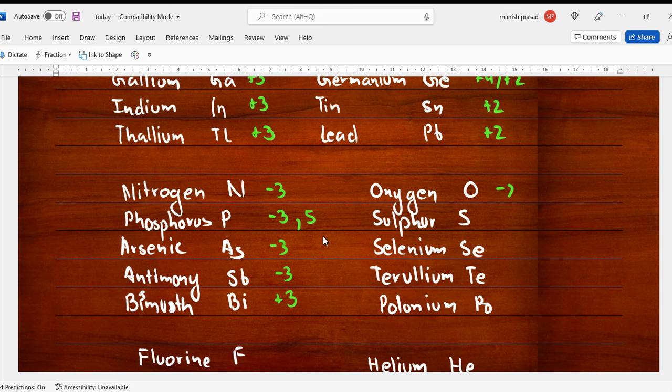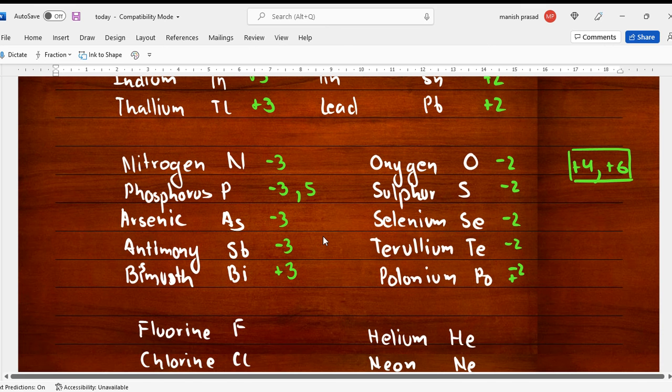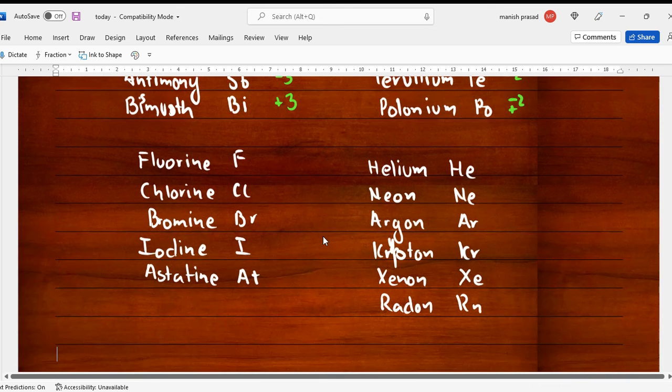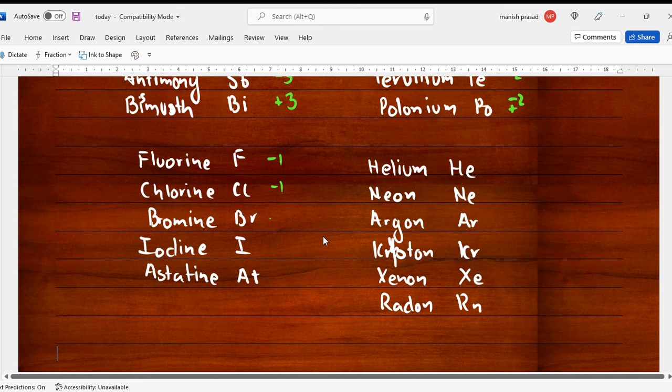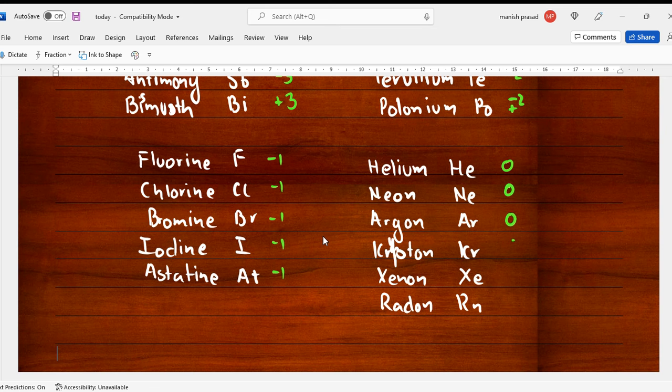Here, all of them are going to have a minus two valency. The last one would be a minus or a plus two. But together with it, it can show a plus four valency or a plus six valency also. All of them? All of them except oxygen. Oxygen shows only minus two. Oxygen shows a plus two valency if it is in combination with fluorine. Then these guys: negative one, negative one, negative one, negative one, negative one. And these are all zero valency. These are all noble gases.